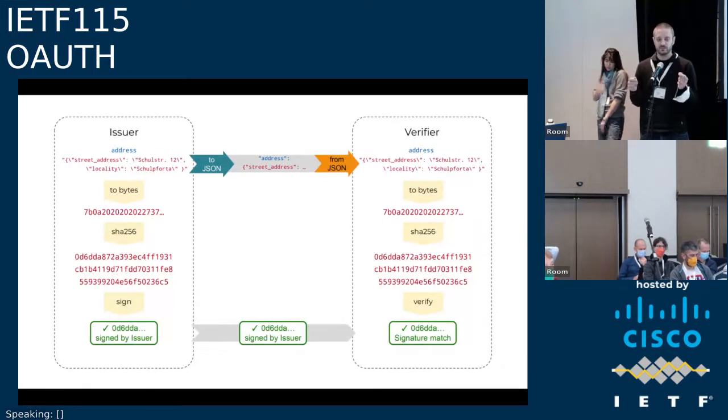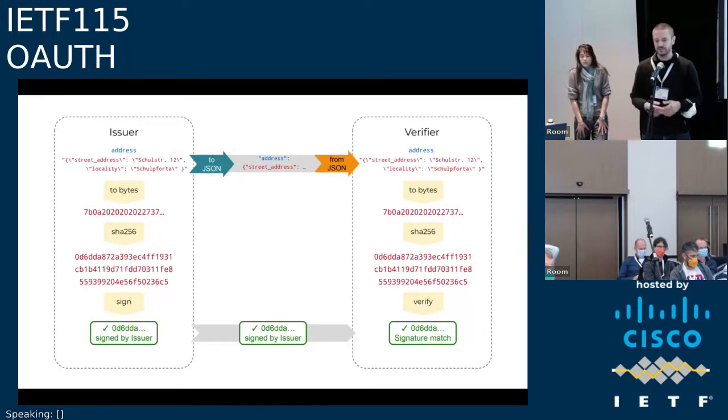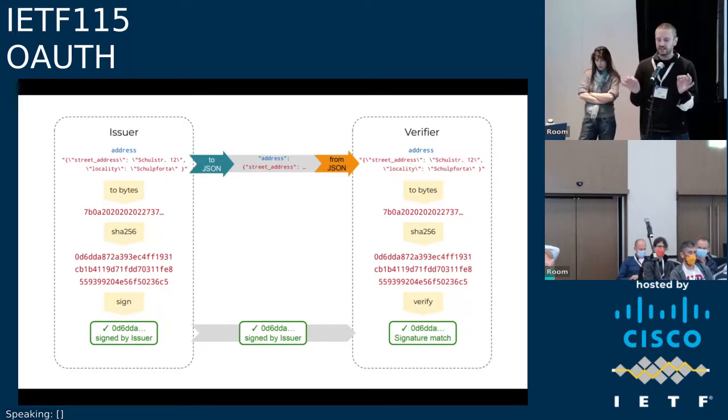So what we do is we build one string per object. That object can be an address, in this case a complex JSON object, or it can also be just a JSON string, or a floating point number, whatever, but it will be turned into a string by JSON encoding. And that string is transferred from the issuer to the verifier. And that ensures that both hash the same byte string and come to the same hash at the end of the day. Next slide, please.